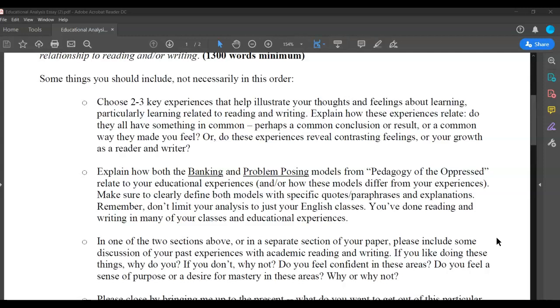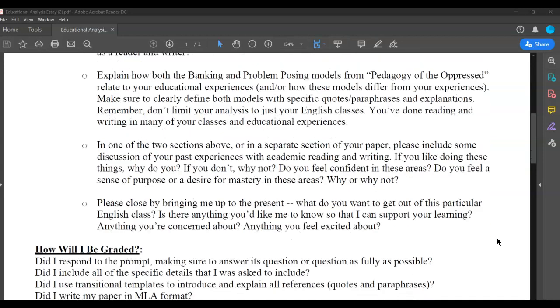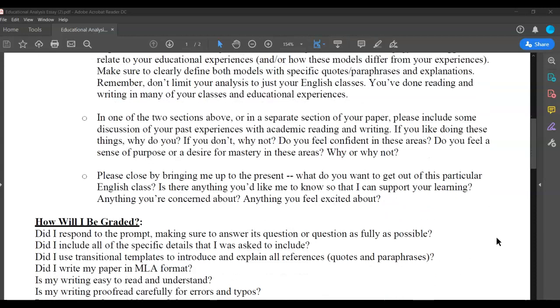Remember, don't limit your analysis to just your English classes. You've done reading and writing in many of your classes and educational experiences. And then in one of the 2 sections above, or in a separate section of your paper, please include some discussion of your past experiences, specifically with academic reading and writing. Now, it's okay if you talk about your educational experiences that have nothing to do with formal education. Many of you learned outside of school or like to read on your own. However, in at least one section of your paper, you talk about your experiences with academic reading and writing.